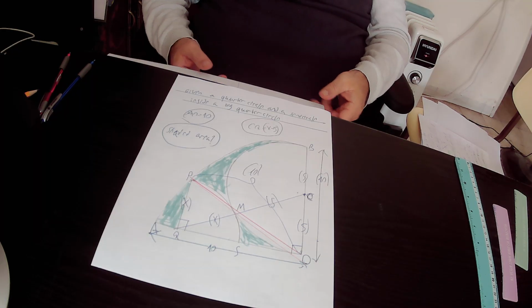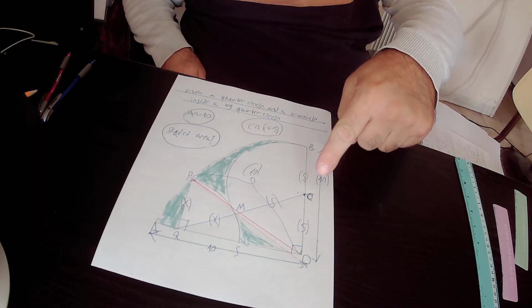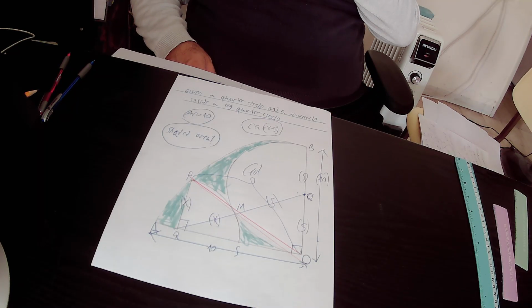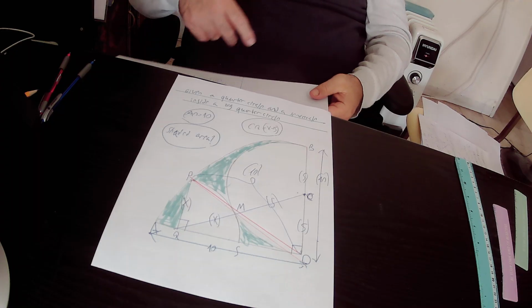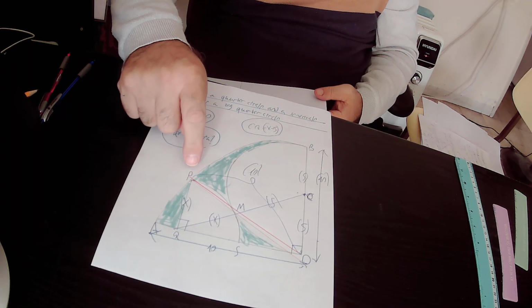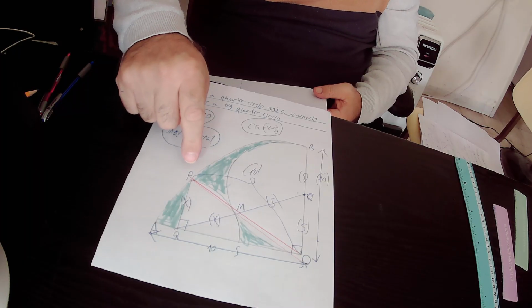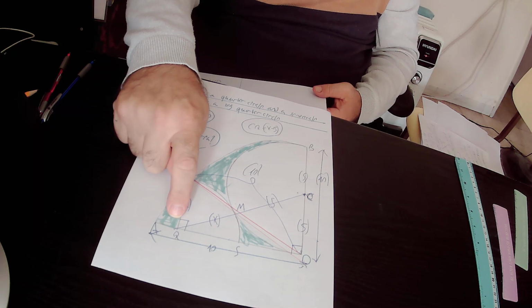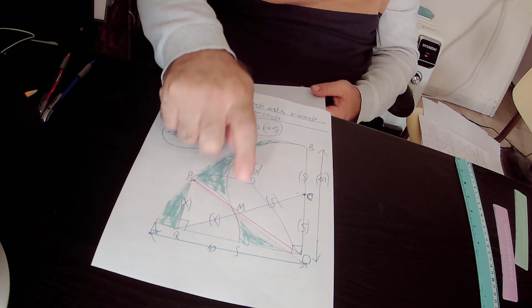First of all, we define the center of this semicircle. This point is point C. We define the touching point of this big quarter circle with this small quarter circle. This point is point P. We define this point as point Q, and we define this point as point S.